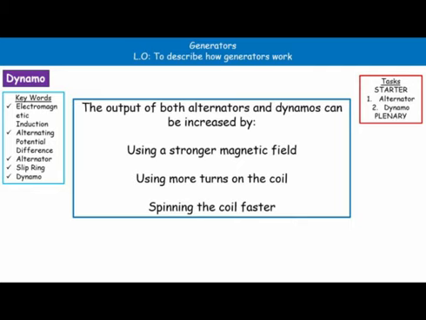First one is use a stronger magnetic field, and we can obviously explain that in terms of stronger magnetic fields have more field lines, therefore more will be cut each second. Second one is using more turns in the coil, and again we should be able to explain that. And finally, spinning the coil faster. So each of those we should be able to explain based around the work we've done on electromagnetic induction in our previous lesson. So make sure you've got those points written in your books for me. I'll leave this up for about another minute to give you a chance.